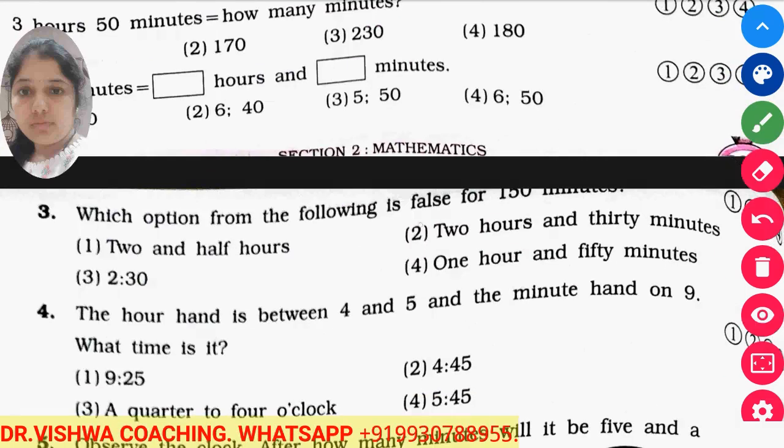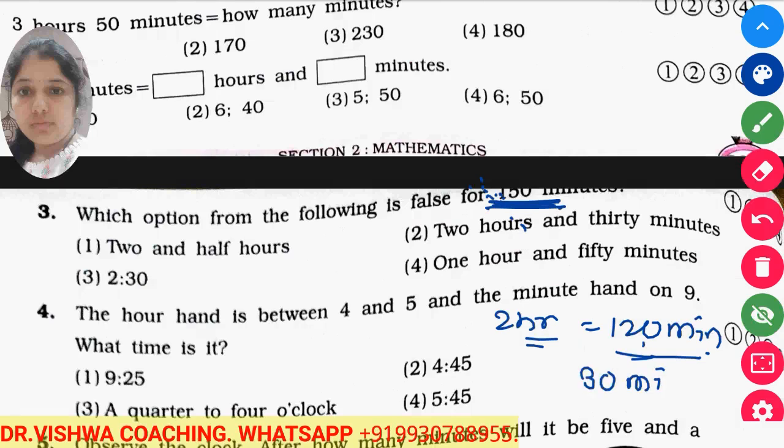Which option from the following is false for 150 minutes? Now again same thing. 150 minutes means how many hours? 6 2s are 12 and 6 3s are 18. So 18 is greater than 15. So 6 2s are 12 means 2 hours is equal to 120 minutes. Now when we subtract 120 from 150, 30 minutes are left with us.